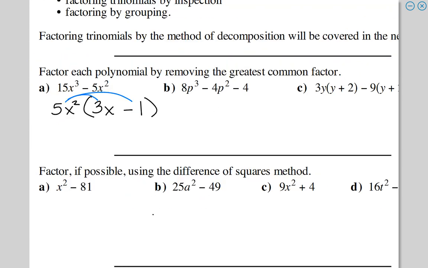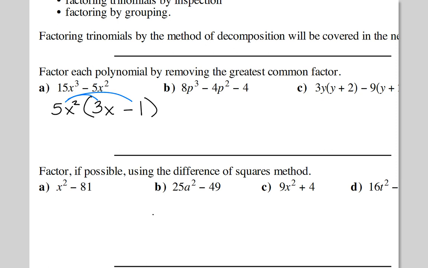Now looking at this one. What do you see in common? Always check the variables first. I do that first. Does the last term involve the letter P? So you cannot factor P out of all 3 of them. You could only factor P out of the first 2. So we're looking for a common factor, so we can't use the letter P. We've got to jump to the numbers now.